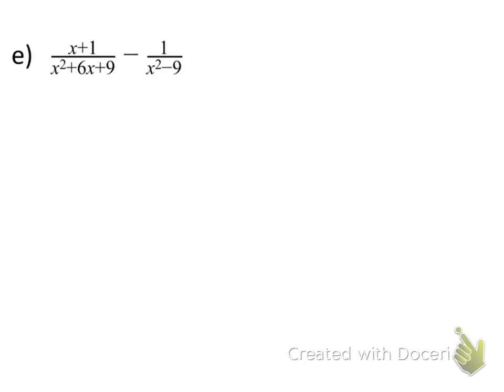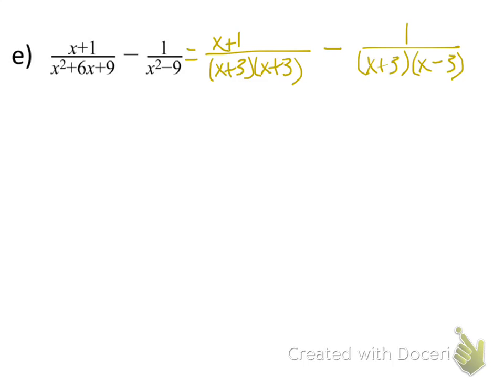Alright, let's take a look at this next example. Again, we've got a lot going on in these denominators, so let's go ahead and factor them first and see what we've got. So the first one, our numerator doesn't factor, x plus 1, and that denominator factors as x plus 3 and x plus 3.